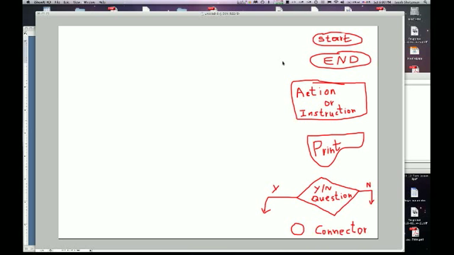We'll continue to talk about algorithms and flowcharts. So the first thing we'll do is recap what we have learned about flowcharts.